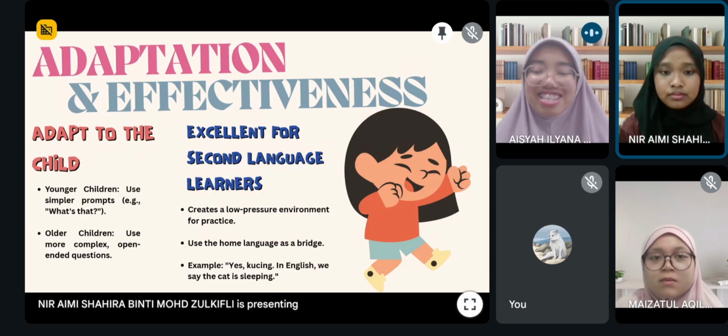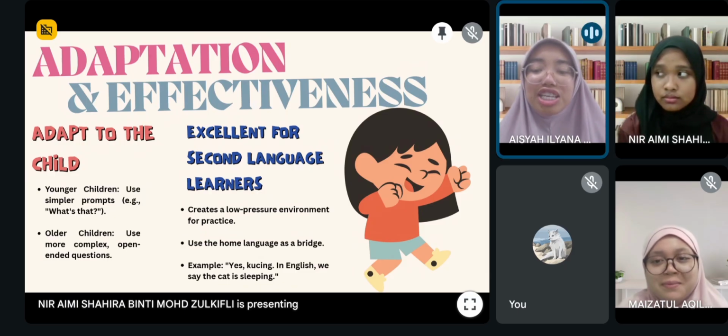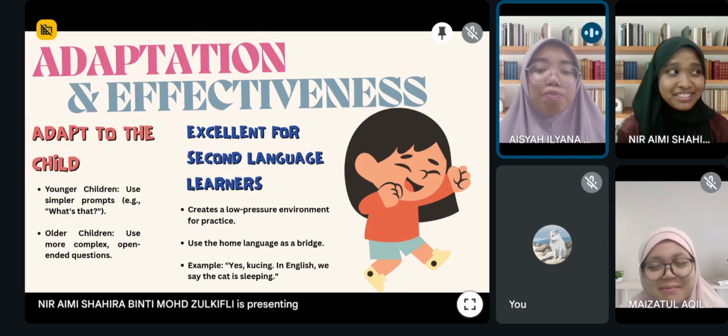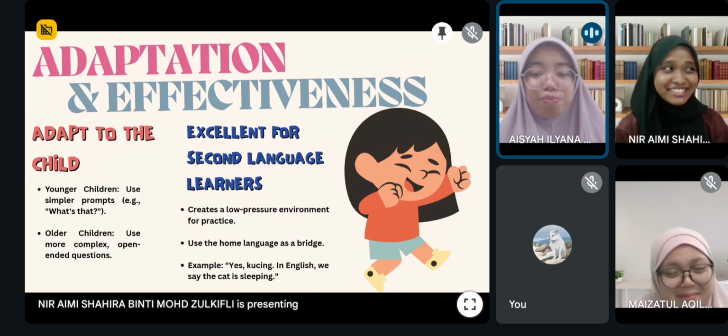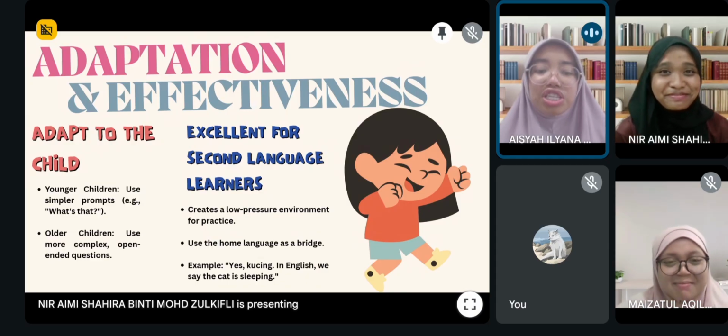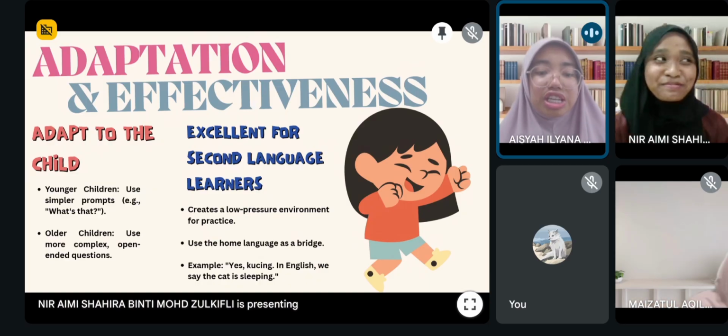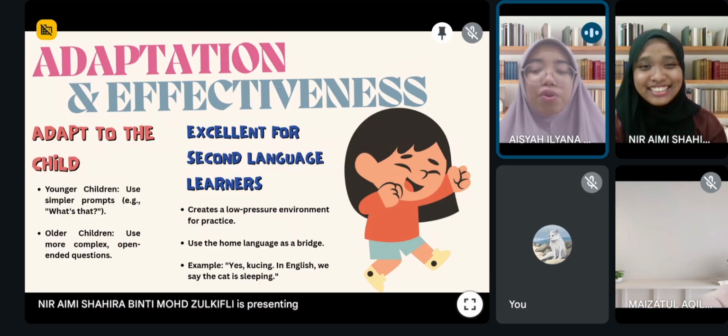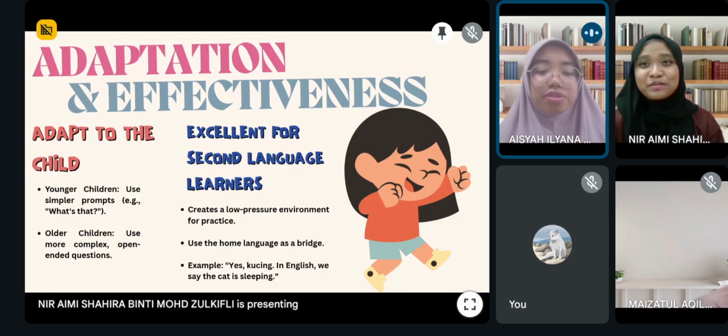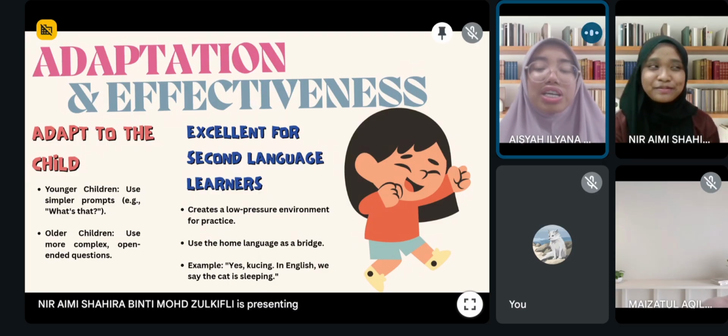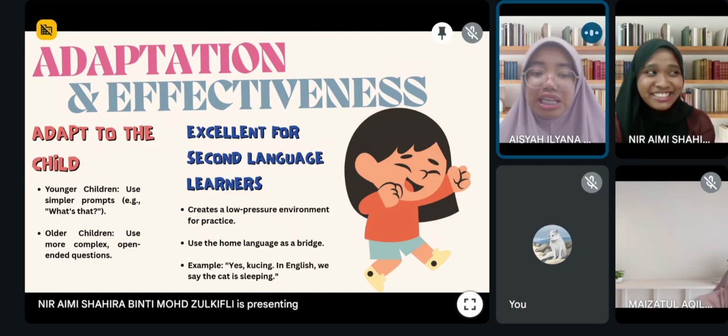If a child is shy, you might start with more completion questions to build their confidence. If a child is really interested in dinosaurs, you can focus your questions on dinosaurs in the books. The key is to be flexible and follow the child's lead.